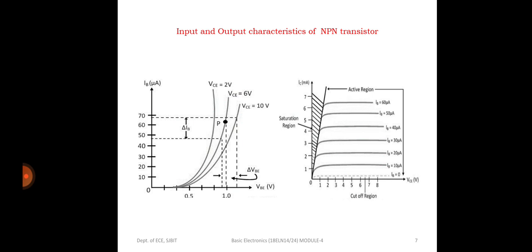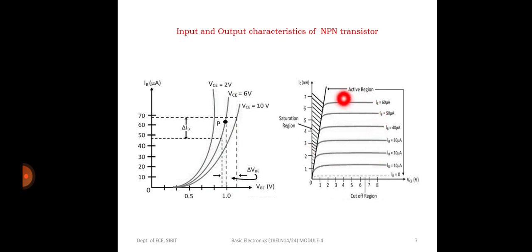So when we look into the input and output characteristics of NPN transistors, when we plot a graph of base current versus the base emitter voltage, keeping our collector emitter voltage constant, we can say there is an increase in the base current as and when VBE is increased.